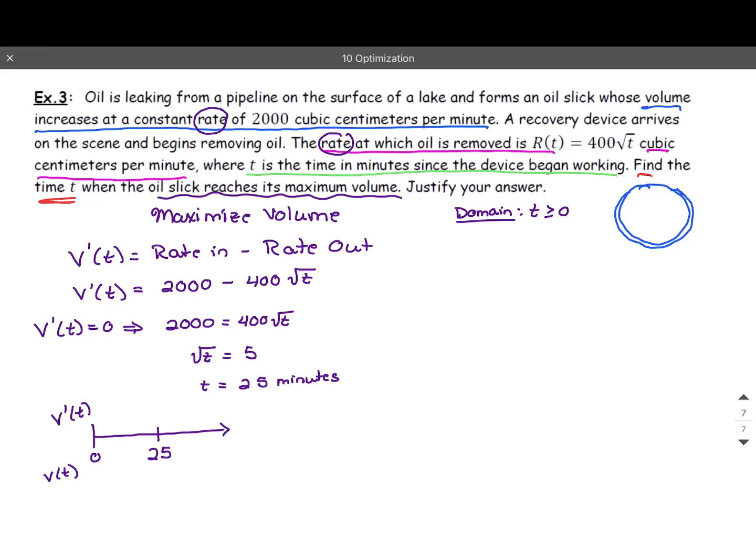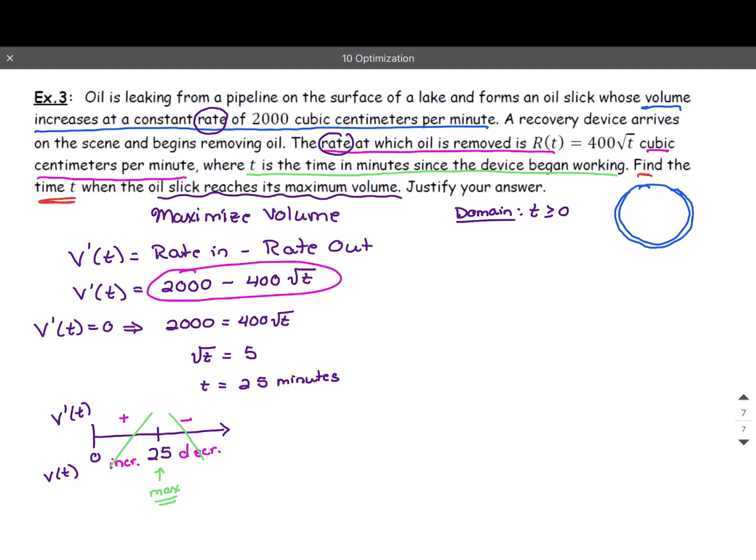So if we pick a number between 0 and 25, like 1, and we plug it into this formula, 2,000 minus 400 times the square root of 1, that's a positive number, which means that the volume is increasing. If we pick a number bigger than 25, like 100, 2,000 minus 400 times the square root of 100, which is 10, times 400 is 4,000. So 2,000 minus 4,000 is a negative number, which means our volume is decreasing. So you can see our volume increases and decreases, and right here at 25, we have a maximum volume.